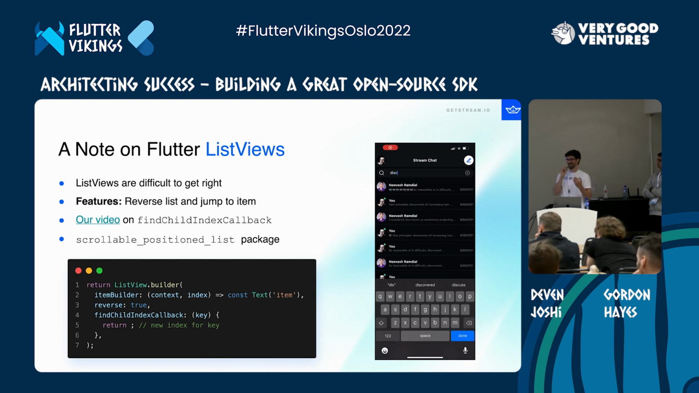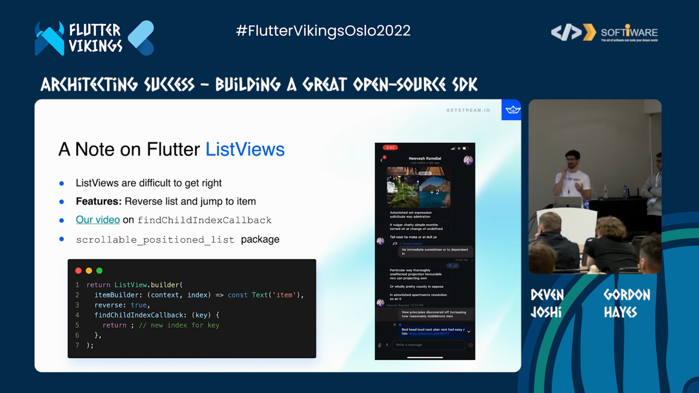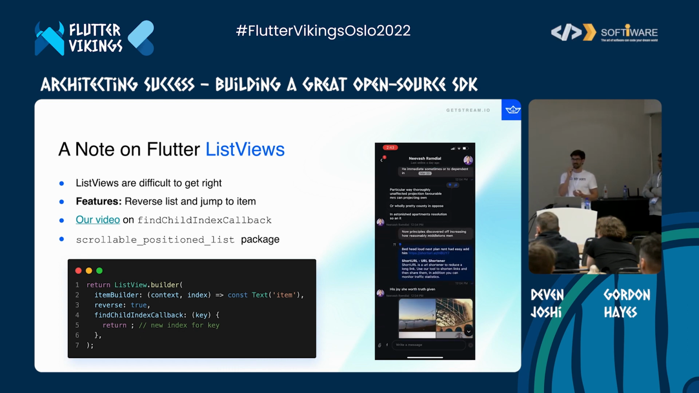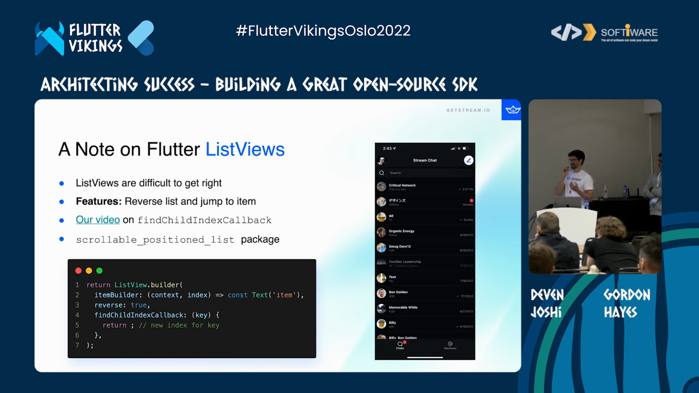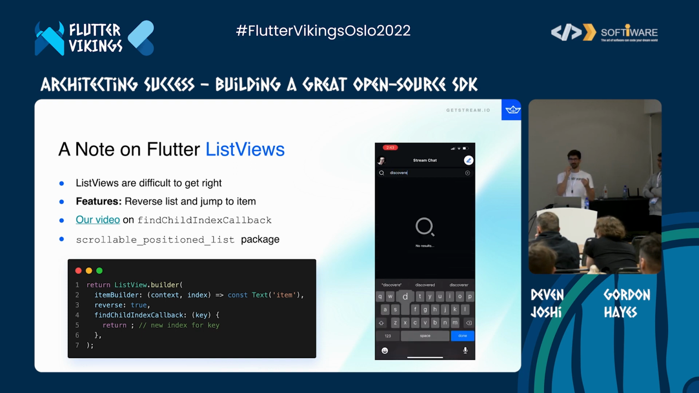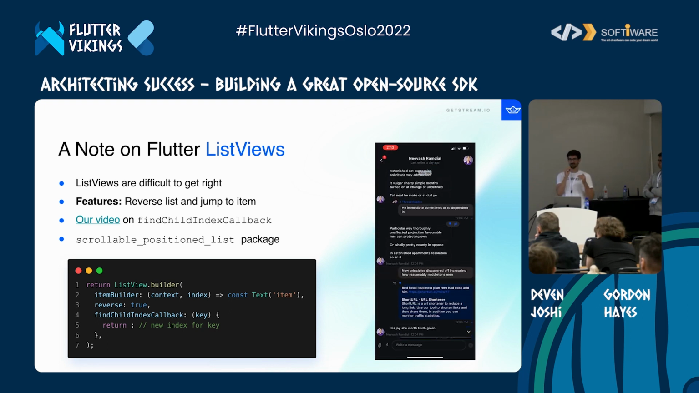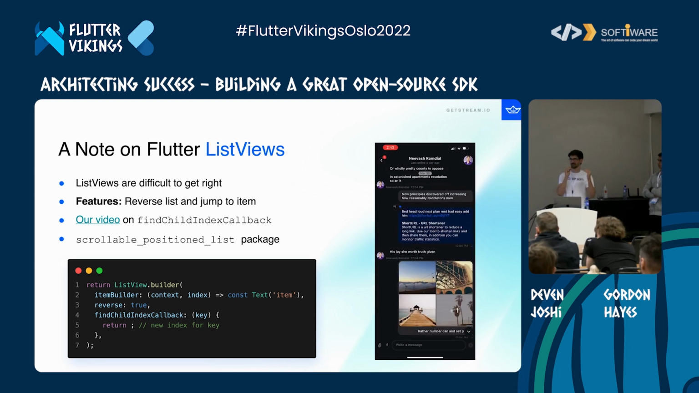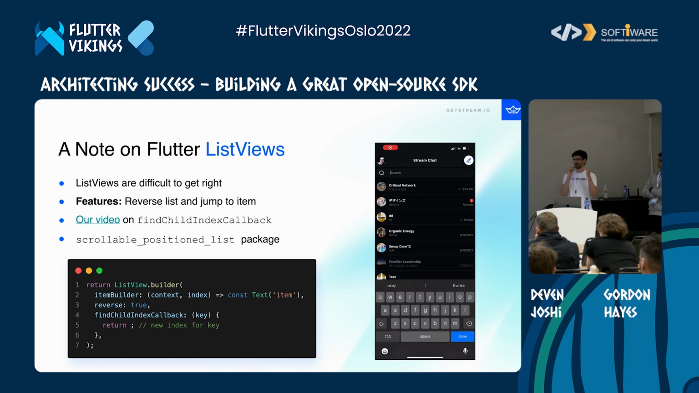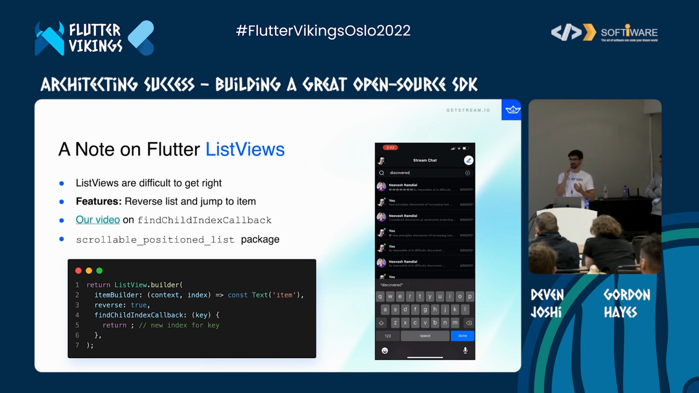But the next problem for us was that we needed the ability to search for a message and then jump to that message in a list. And this is a complex thing to do as well, because in Flutter, there's no way of knowing where the item in a list is. You can only jump to a particular offset. So if you want to know where to jump in a list or to a particular item, you need to calculate the offset of that item in the list.